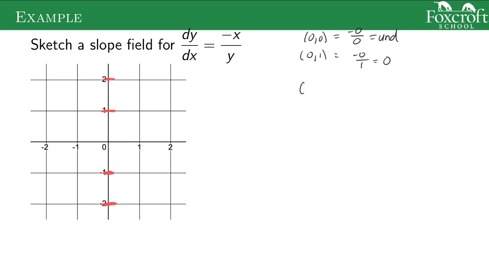What about when y is 0? So I'm going to try 1, 0. Then I get negative 1 over 0, and that's undefined. But that's undefined because it's going to go to infinity, and that's going to give me a vertical tangent. And it's going to happen whenever y is 0.